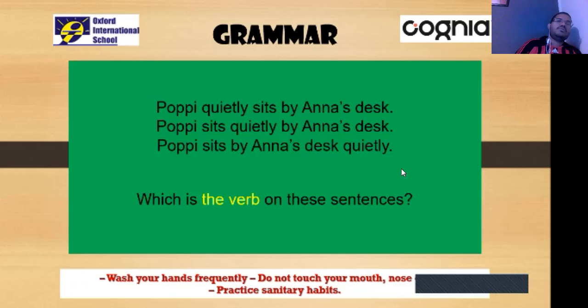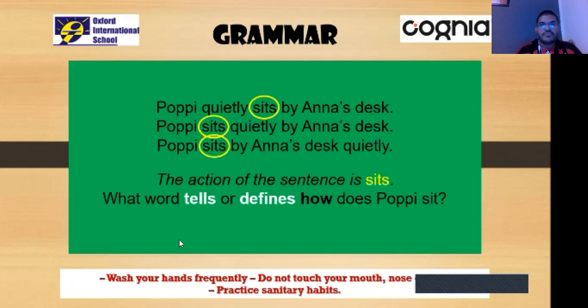So in the second one, you have Poppy sits quietly by Anna's desk. Now the adverb is in the middle, right? Then it says Poppy sits by Anna's desk quietly. Where's the adverb? At the end of the sentence, quietly, right? As we said, answering this question, which is the verb in these sentences, sits, which is the adverb, quietly.